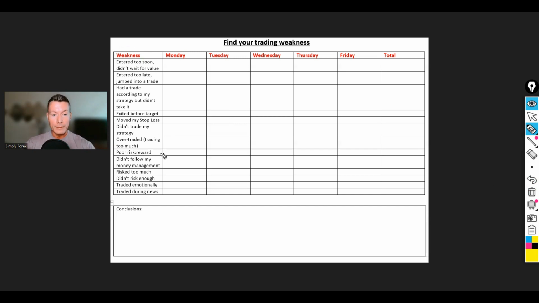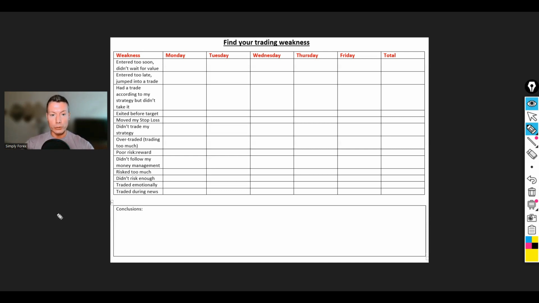Poor risk to reward. Didn't follow my money management. Risked too much, didn't risk enough. Traded emotionally and traded during the news. Unless you're a news trader, you can trade the news, but if you don't, you're gambling. These are all things that I've experienced over the years in my trading, guys. These are common things amongst many traders. And guys, if you can think of any weaknesses you've had that are not on this list, then please leave a message below this video or in the Discord channel, and I will add it to this checklist.